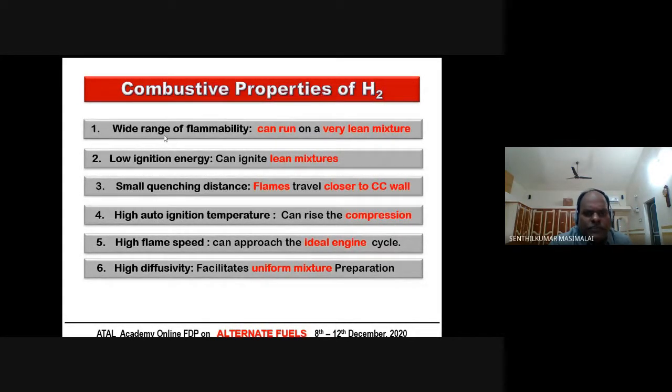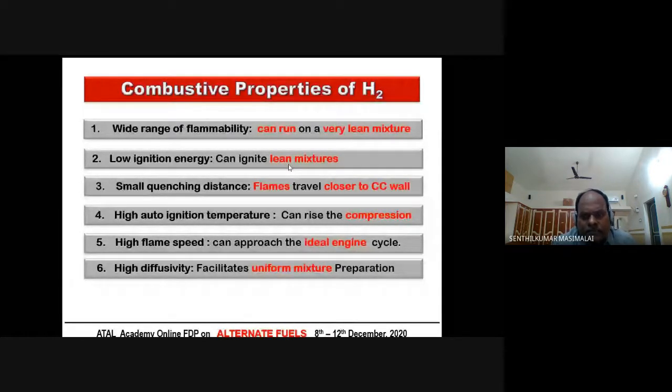Wide range of flammability limit. What is flammability limit? You are aware of flammability limit. Flammability limit is nothing but the range of air fuel mixtures. We have a lean mixture, rich mixture, stoichiometric mixture. So we have different types of air fuel mixtures for achieving combustion. With lean mixture also we can achieve combustion. With rich mixture also we can achieve combustion. With the stoichiometric also we can achieve combustion.